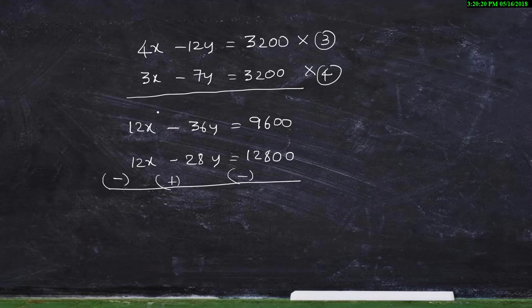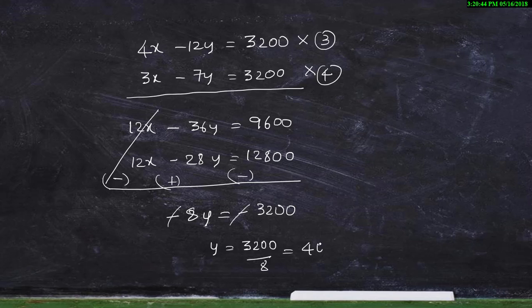Now do subtraction. Plus will become minus and minus will become plus. 12x minus 12x cancel, minus 36y plus 28y, minus 36 plus 28 is minus 8y, is equal to 9600 minus 12800. It will be minus 3200. Minus minus cancel, y is equal to 3200 by 8, and that is equal to 400. y is equal to 400.